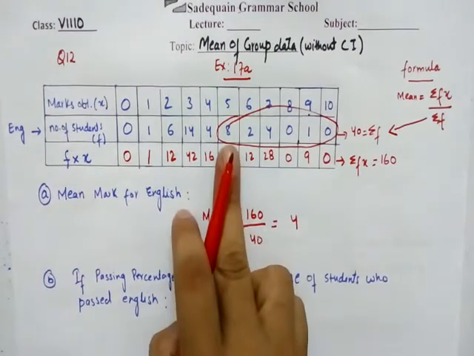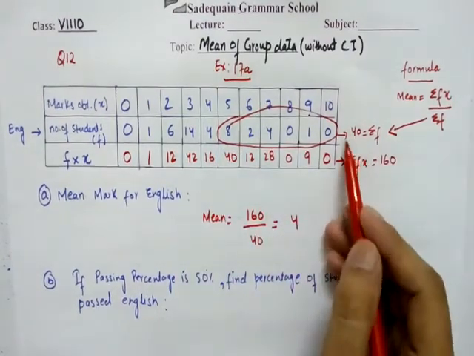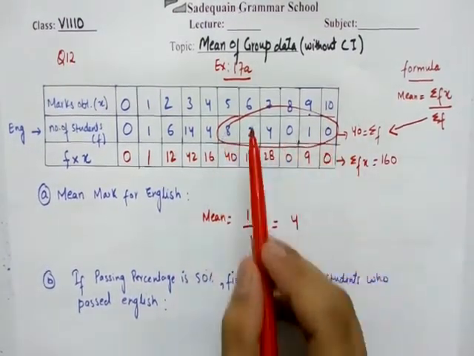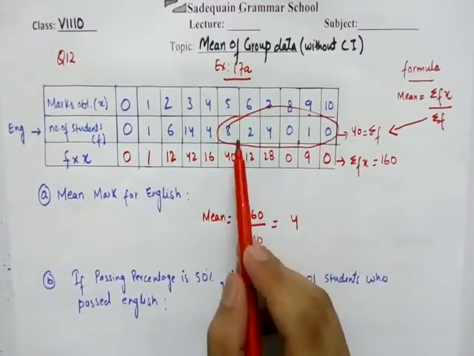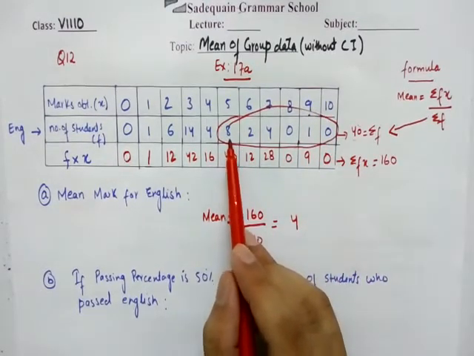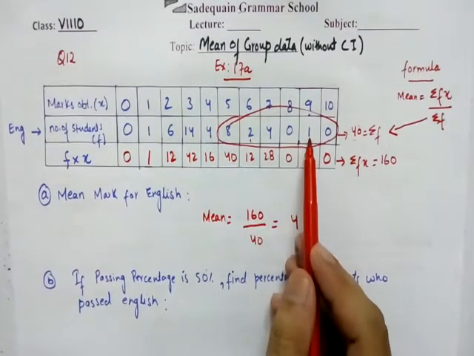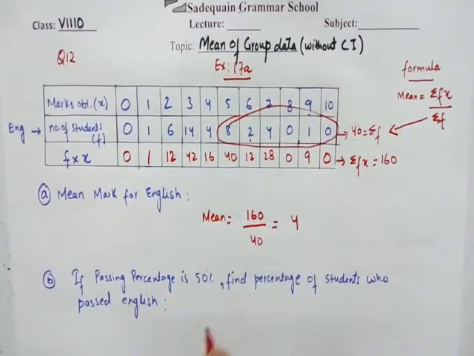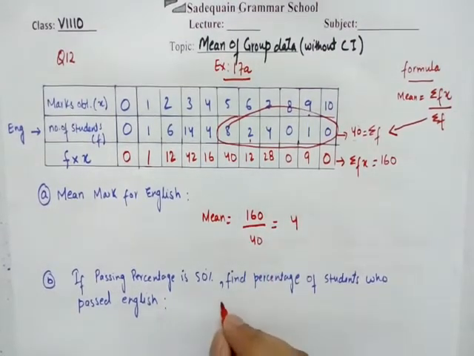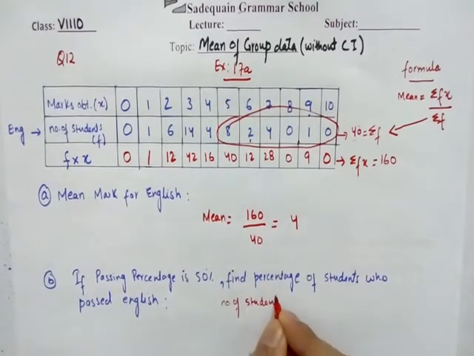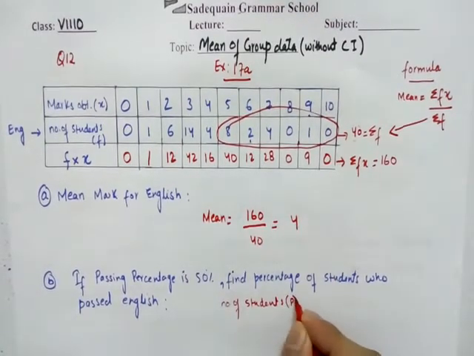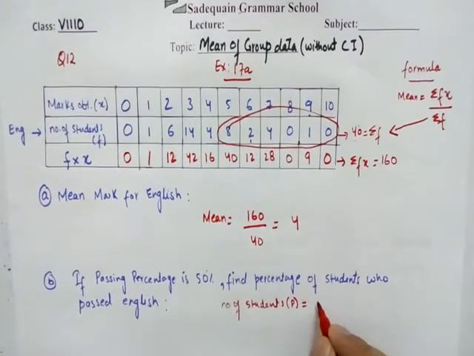So actually we know that total students were 40. Out of which, how many passed? Let's count it. 8 plus 2 is 10, plus 4 is 14, plus 1 is 15. Actually, 15 students passed the exam. So I will write the number of students who passed, using the short form SP, is 15.